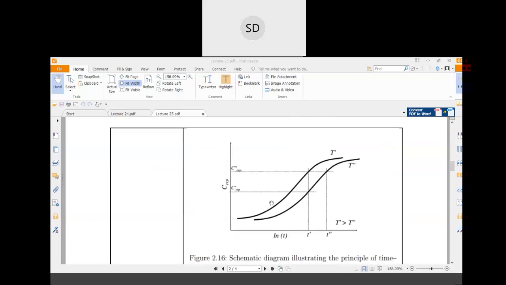So basically, if you consider these two creep compliances, creep compliance means the stress divided by strain in a creep condition. Now here it is representing the creep, and here it is the time in logarithmic scale, that is ln t.